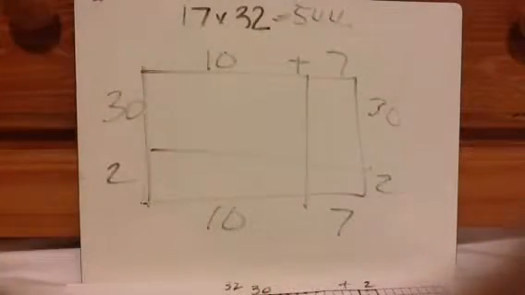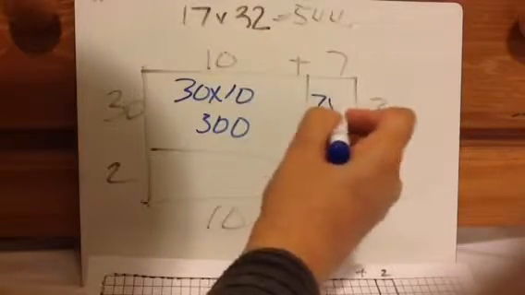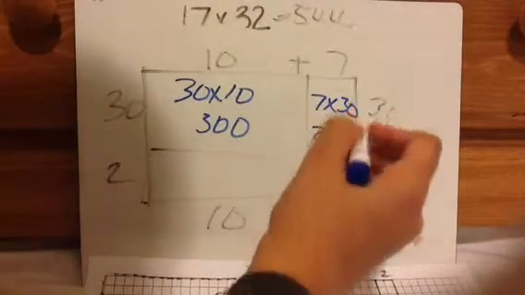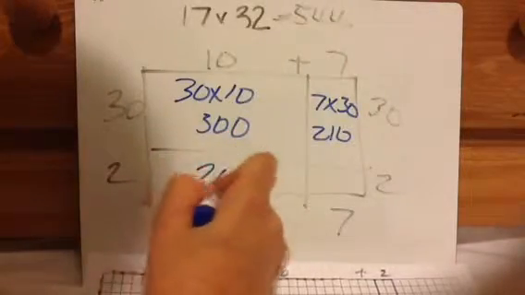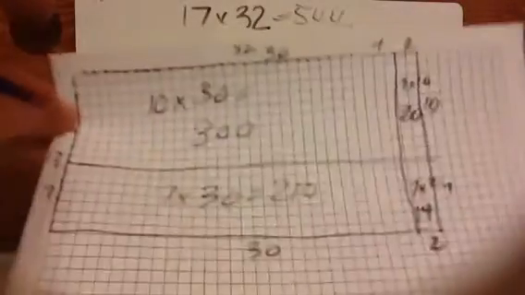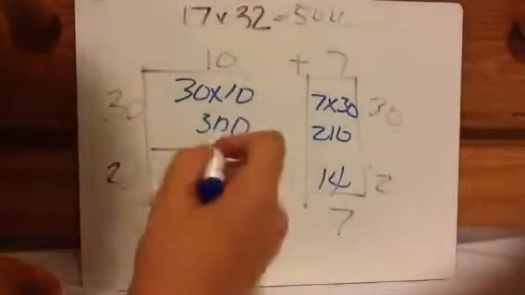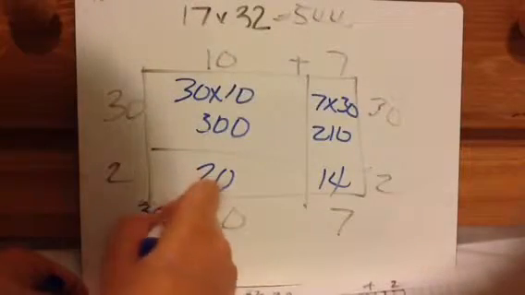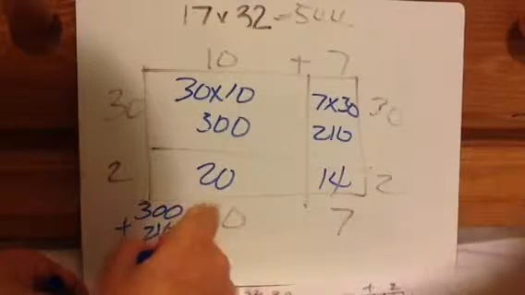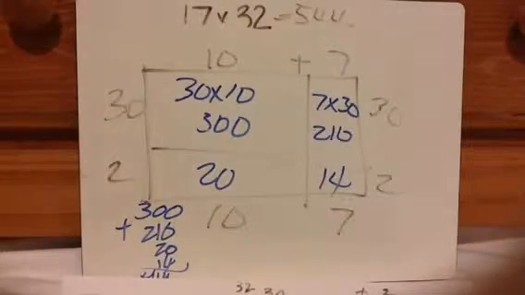Okay, my marker is running out of ink. All right, 30 times 10, 300. 7 times 30, 210. 10 times 2 is 20. 7 times 2 is 14. So I got 300 here and 20 over here. I got 300 here and 20 down here. So, you know, it's okay. So, 300 plus 210 plus 20 plus 14 equals 544. So, I know I did this correctly.